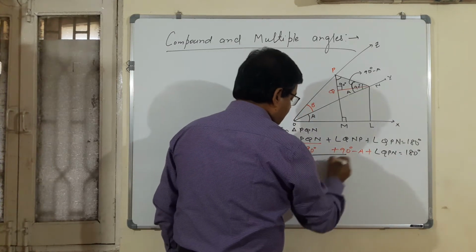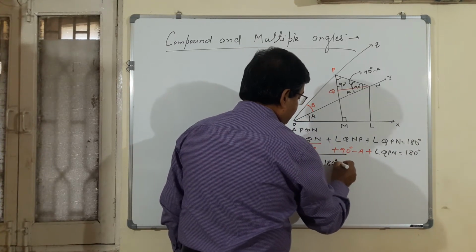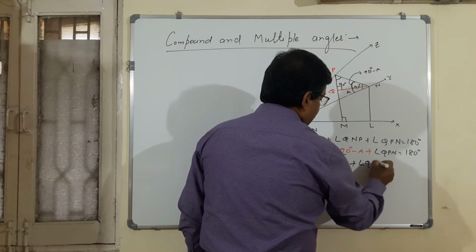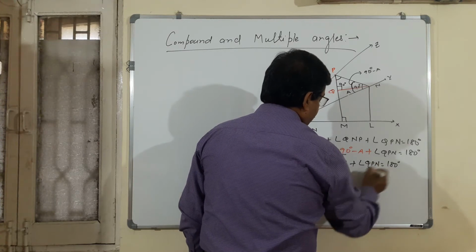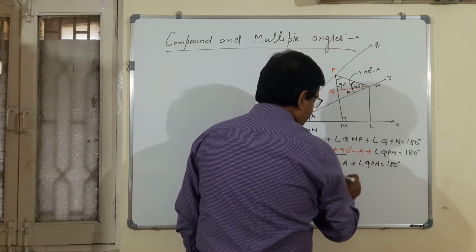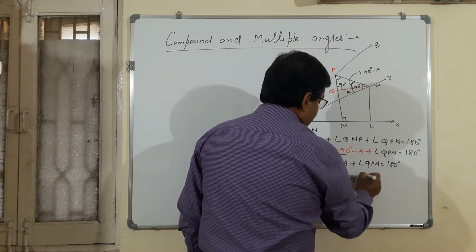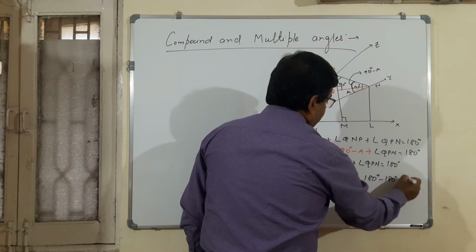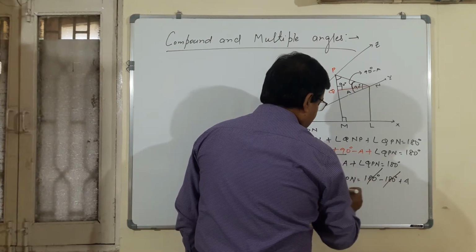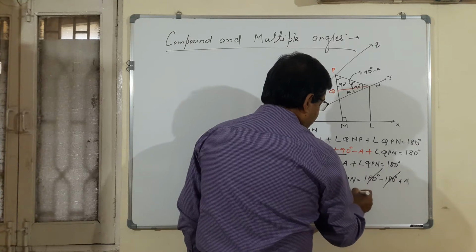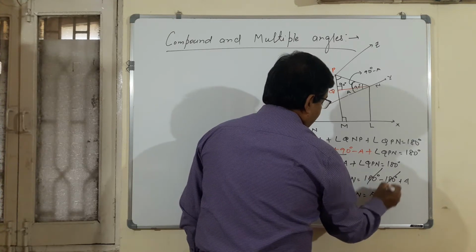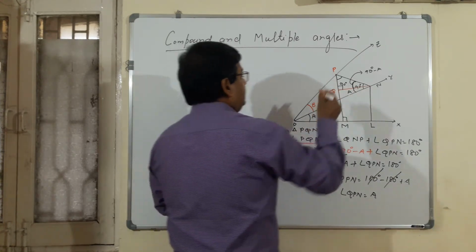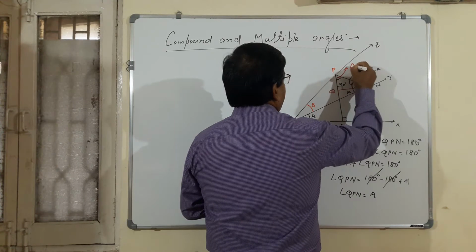So see here, this combined one becomes 90 degrees plus angle QPN... is equal to 180 degrees. So angle QPN is equal to 180 degrees minus 180 degrees plus A. So these two cancel. Angle QPN is equal to A. So it means this angle QPN is angle A.